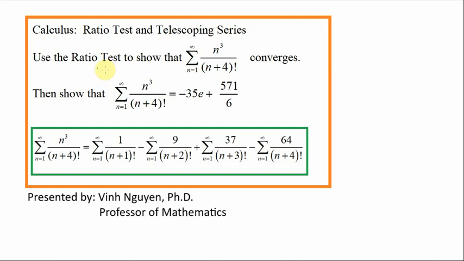In this video, I will use the ratio test to show that the series with the expression n to the third over (n plus 4) factorial converges, and then I'll also show that the series converges to negative 35e plus 571 over 6.